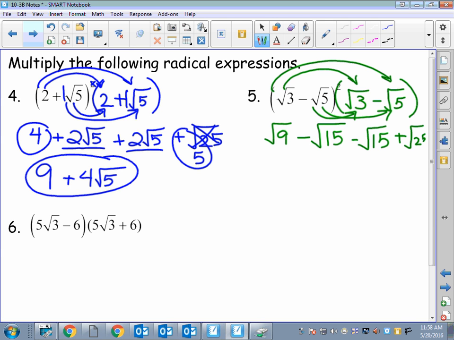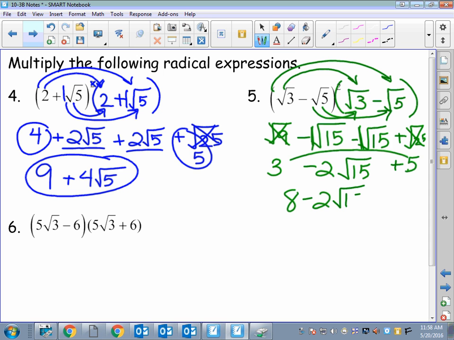Gives me a positive square root of 25. So we got lots to clean up here. The square root of 9 becomes 3. The square root of 25 becomes a positive 5. And a negative 1 root 15 and a negative 1 root 15 makes a negative 2 root 15. So I'm almost done. The only last thing I have to do is put together this 3 and this 5. So 8 minus 2 root 15. And that's the final simplified answer.